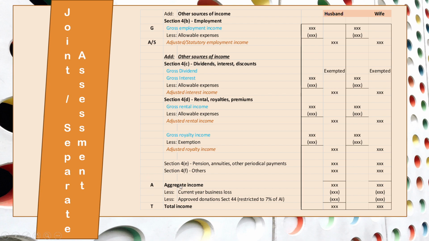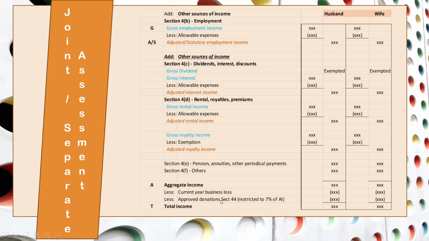So what does aggregate income mean? Aggregate income means you add on all your statutory income. It's an accumulation of all your statutory income. So when you add on everything, you will get aggregate income. And under the format of tax computation, after aggregate income, you are allowed to minus any current year business loss. This one I will explain further when we come to the business income topic. And then later on, you can also minus approved donation.